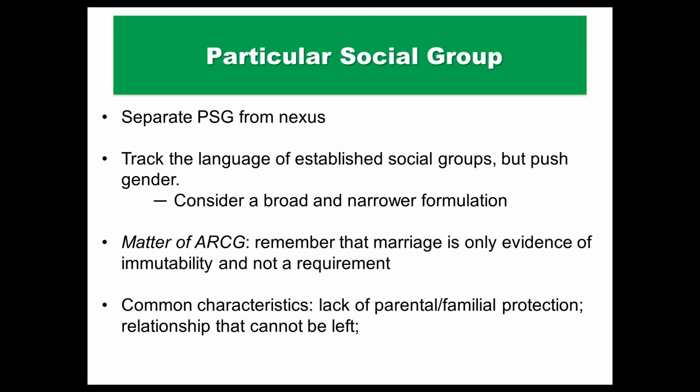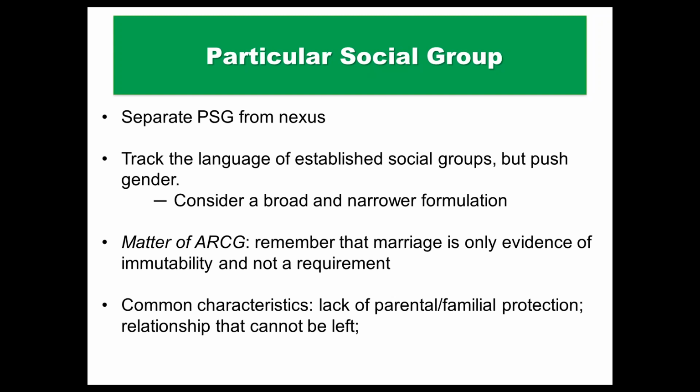So then moving on to particular social group, again, we keep emphasizing separating the social group from the nexus. Do not define your social group by the harm suffered. So in a domestic violence-based claim, you don't want to define your social group as Salvadoran women who have suffered domestic violence, right? Because that's a circular definition. Your client was not subjected to domestic violence because she suffered domestic violence, right? So you want to make sure you're separating the social group from the nexus and defining the social group by the reasons she was targeted, not the form of harm itself.